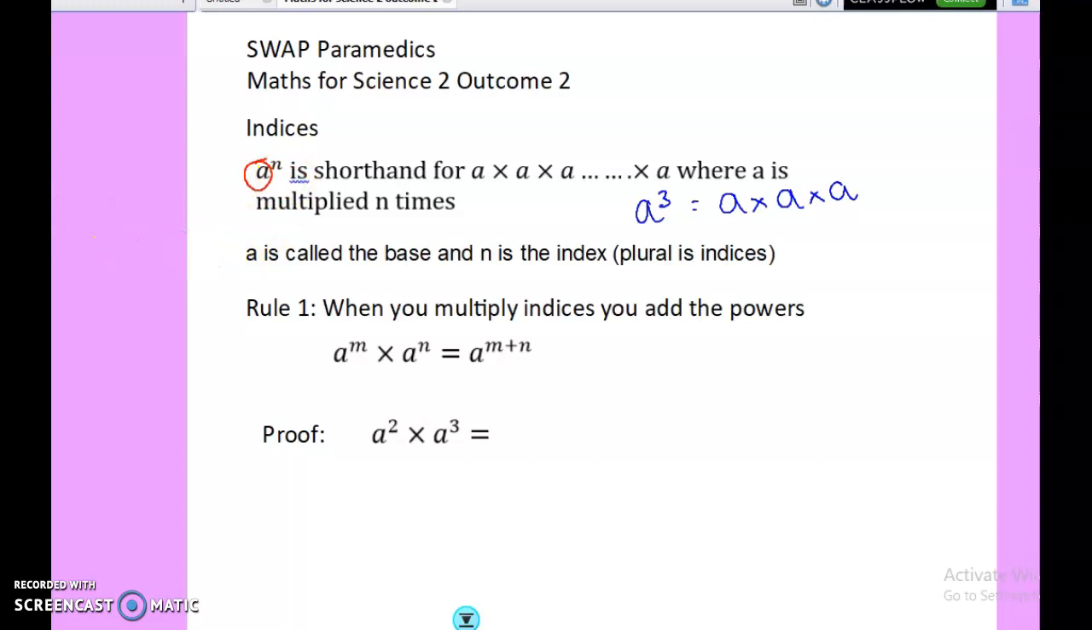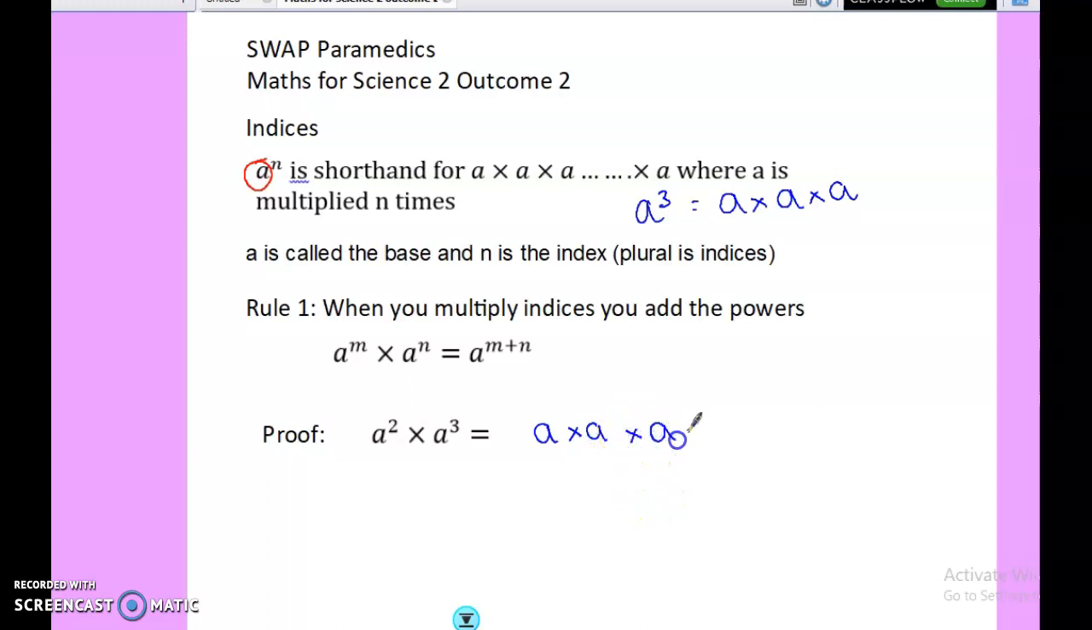Okay, a few different rules for working with indices. We're going to go through a few of them, practice them all as well. First one is when you multiply indices, you add the powers. So if you do a to the m times a to the n, that's equal to a to the m plus n.